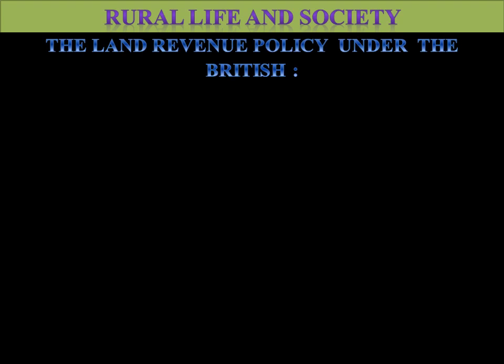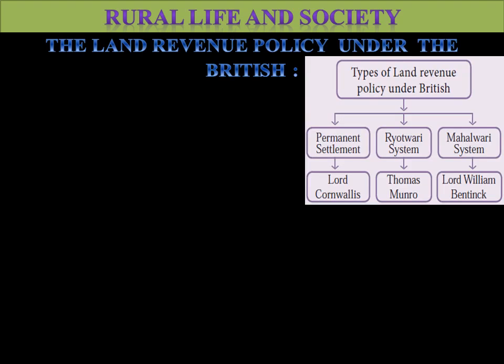The British government introduced three major land revenue and tenurial systems in India, namely the Permanent Settlement, the Mahalwari system, and the Raitwari system. The economic exploitation of the peasants led to revolts in future. Now we are going to learn about the land revenue policy under the British. I will give the detailed explanations in the picture on the right side of the slide.